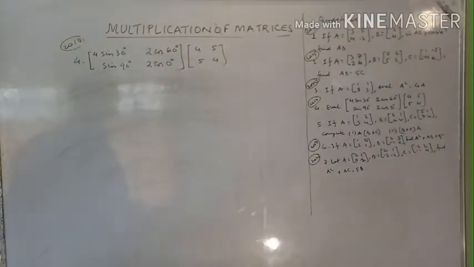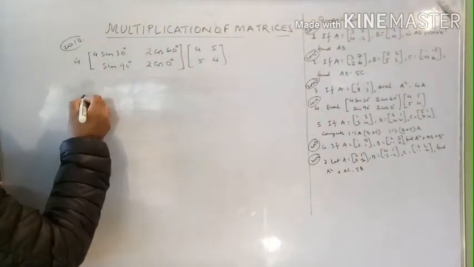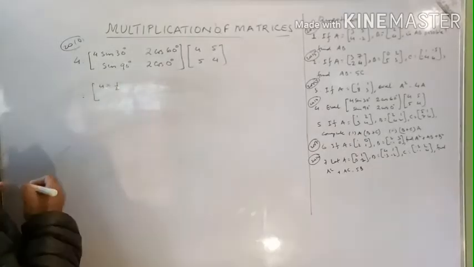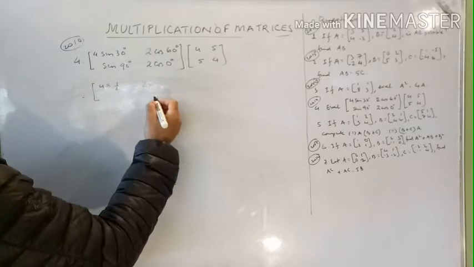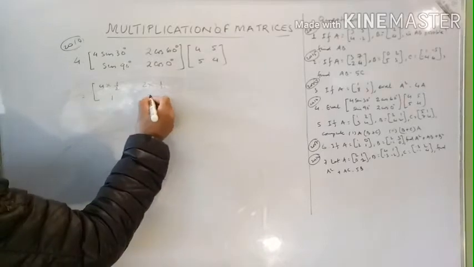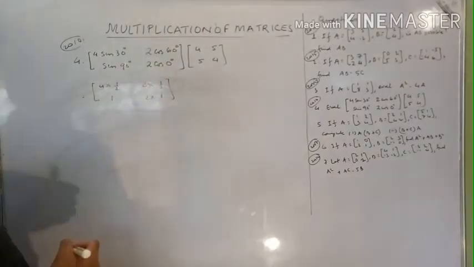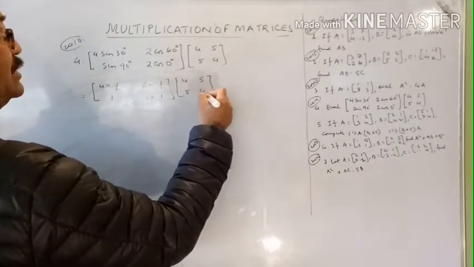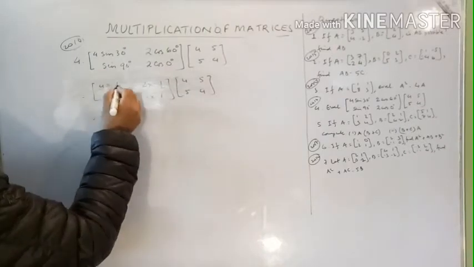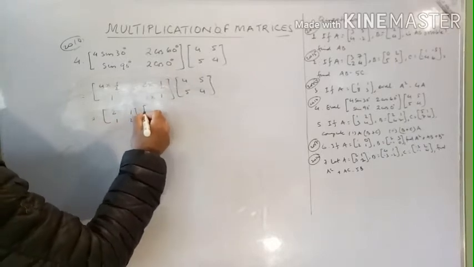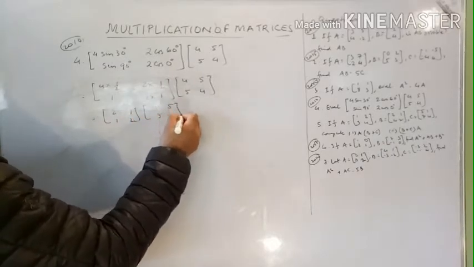Now here trigonometric ratios are given, so we can write the values of these ratios. So 4 into sine 30, you know, is 1 by 2. 2 into cos 60 is also 1 by 2. Sine 90 is 1. 2 into cos 0 is also 1. So this is 4, 5, 5, 4 as it is. Now if you simplify, 4 into half, 2 to cancel here, so it is 2. 2 to cancel is 1. 1, 2 you get. So 4, 5, 5, 4.